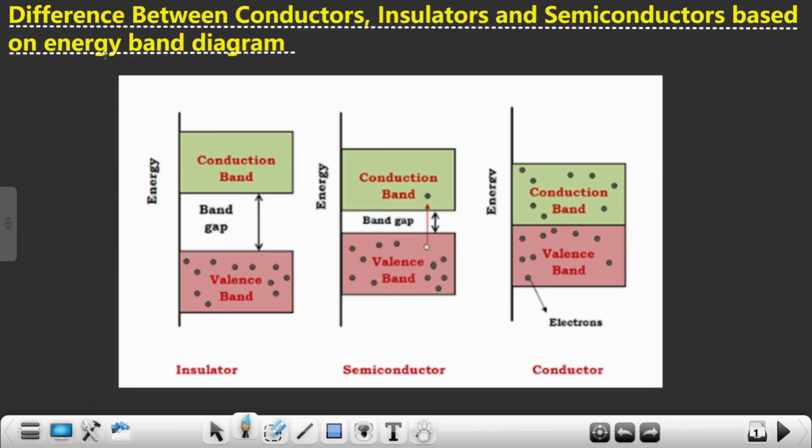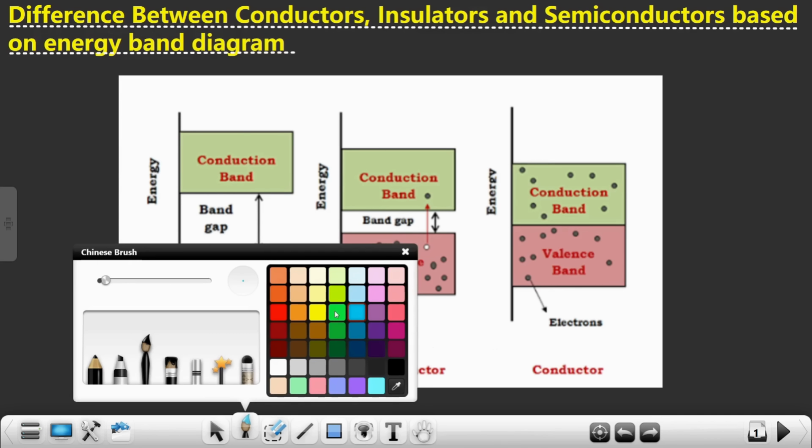As you can clearly see in this image, this energy band diagram is representing conductors, this one is representing semiconductor, and this one is representing insulator. So what we can conclude just by looking at this image is that the band gap of insulator, Eg, is quite high, right?